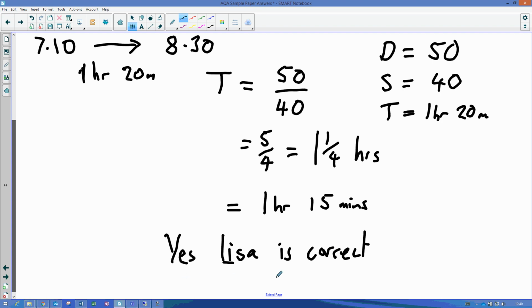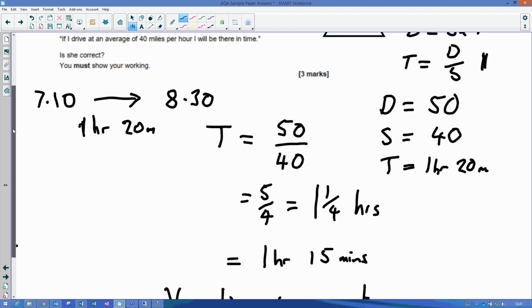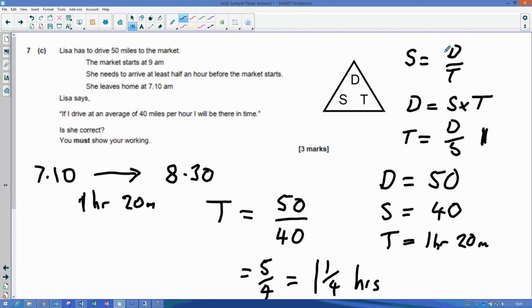And that's the answer for this question. If you would like to look at how you could have worked this out using one of the other two formulas, I've made an extra video on that, question 7c extra.